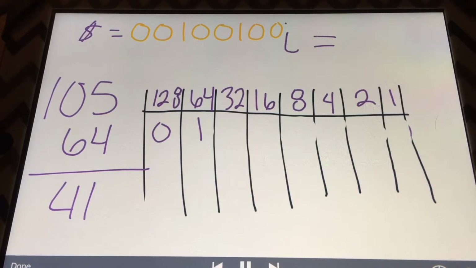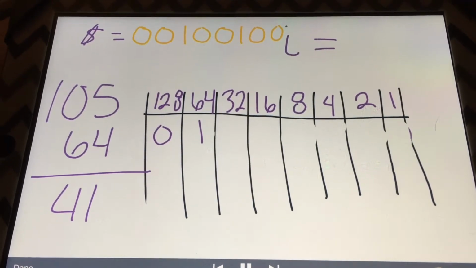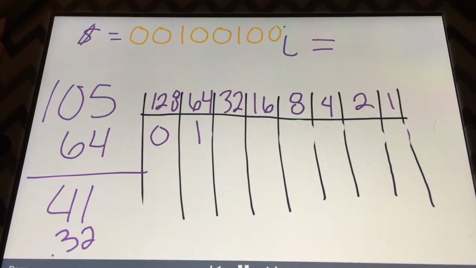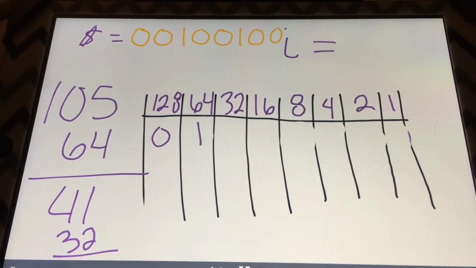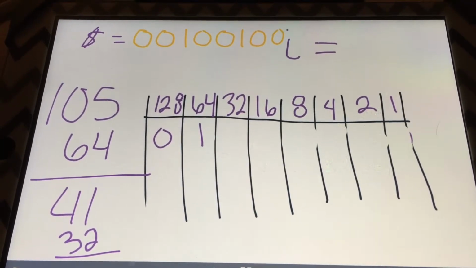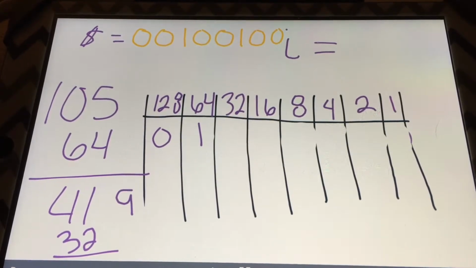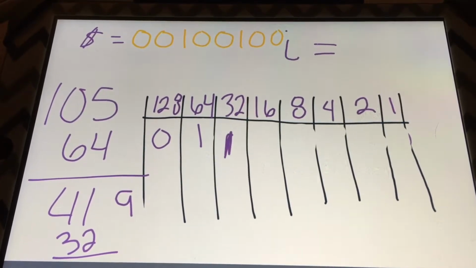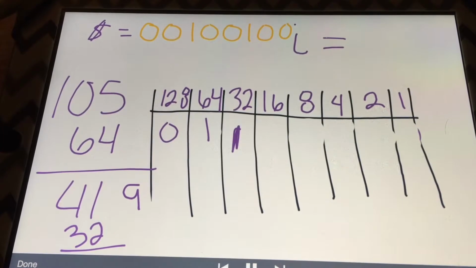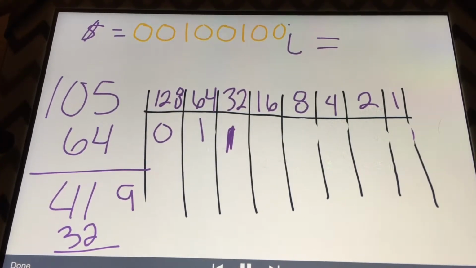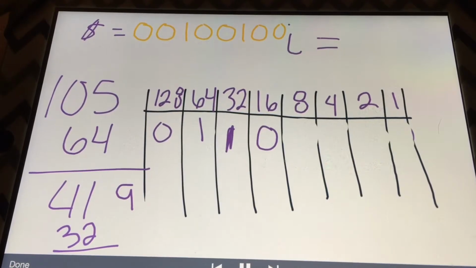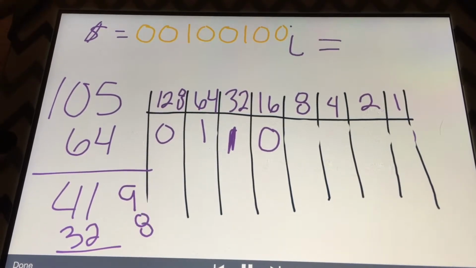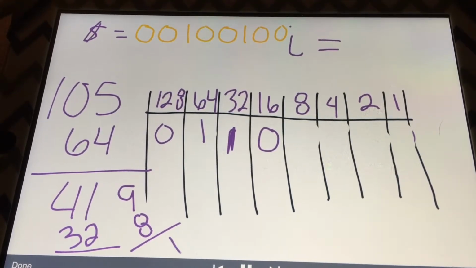Okay, does 32 go into 41? Yes, it does. So we're going to subtract it again. 41 minus 32 is 9. Okay, is 16 bigger than 9? Yes. So we're going to put a 0. Is 8 bigger than 9? Nope. So we're going to subtract it. We get 1.